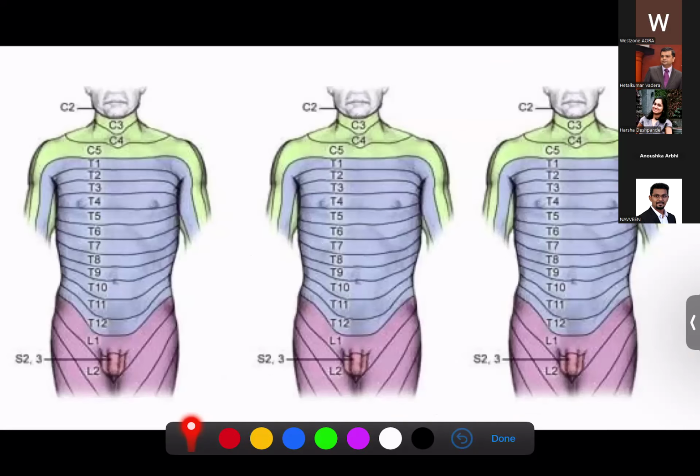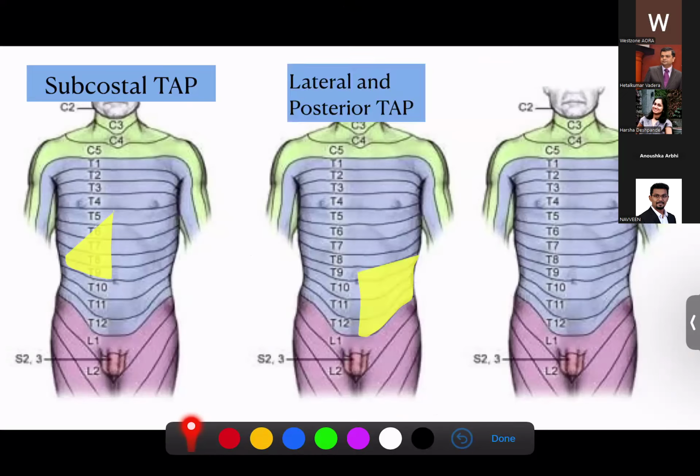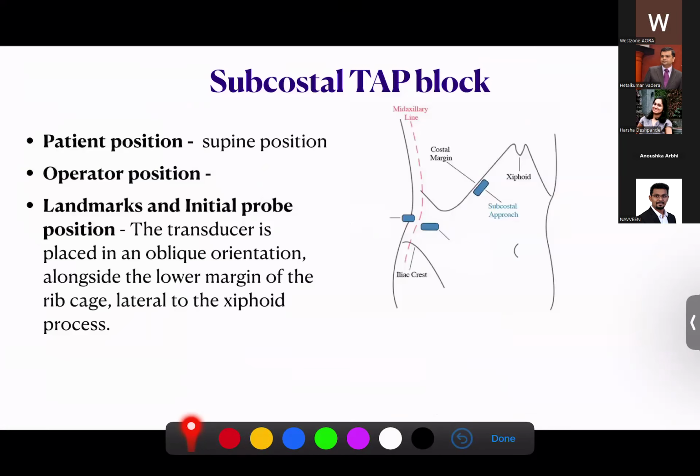For the cutaneous sensory block, the dermatomes covered in the subcostal TAB are from T6 to T9 on the ipsilateral side. Then from lateral and the posterior TAB, we cover T9 to T12 on the ipsilateral side. And in anterior TAB, we cover T12 and L1.